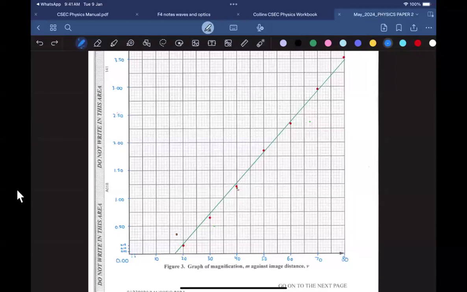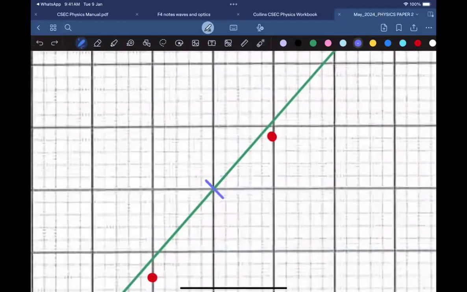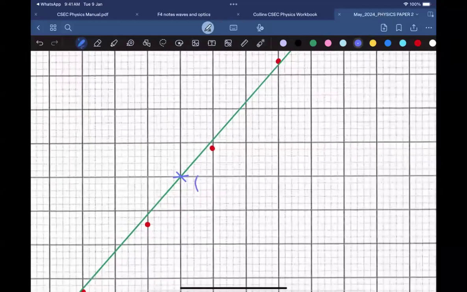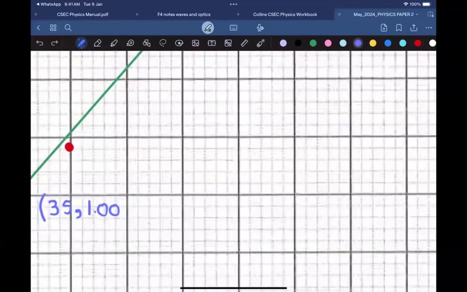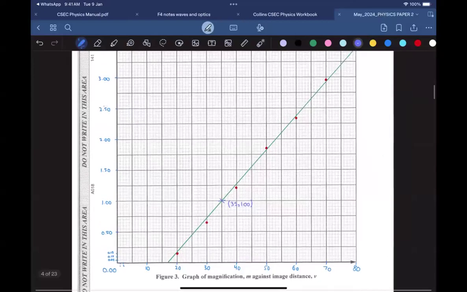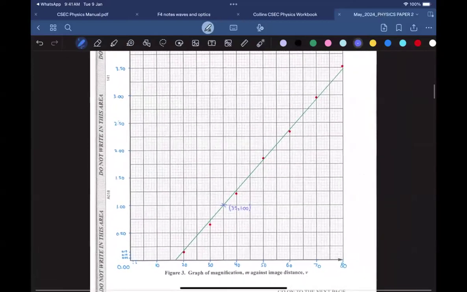35 on the x-axis, 1 on the y-axis. 35 and 1. That's perfect. Those are good points. Are you seeing any other nice points that I could potentially work with? Justin, do you see any points I could work with?